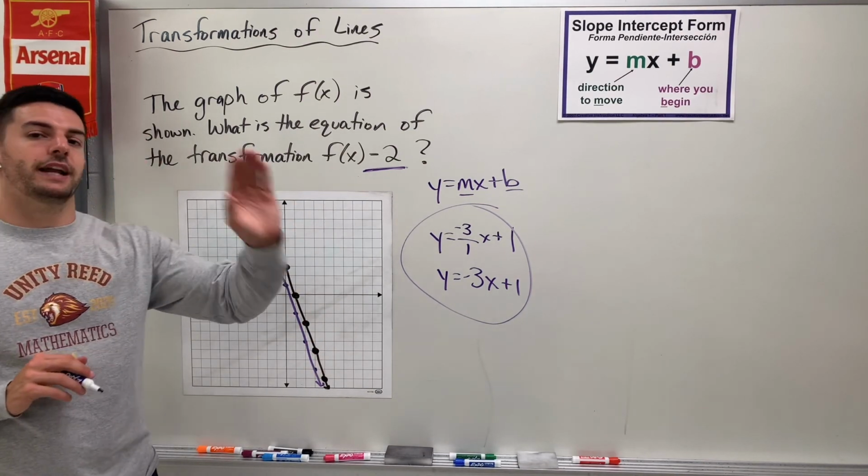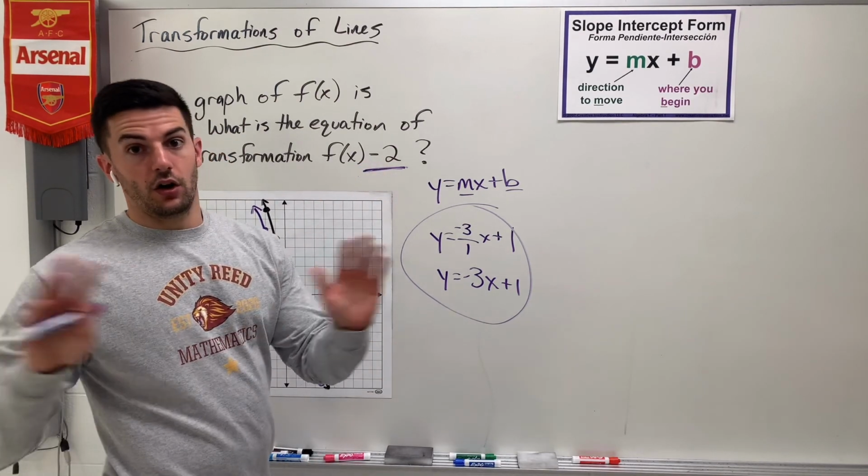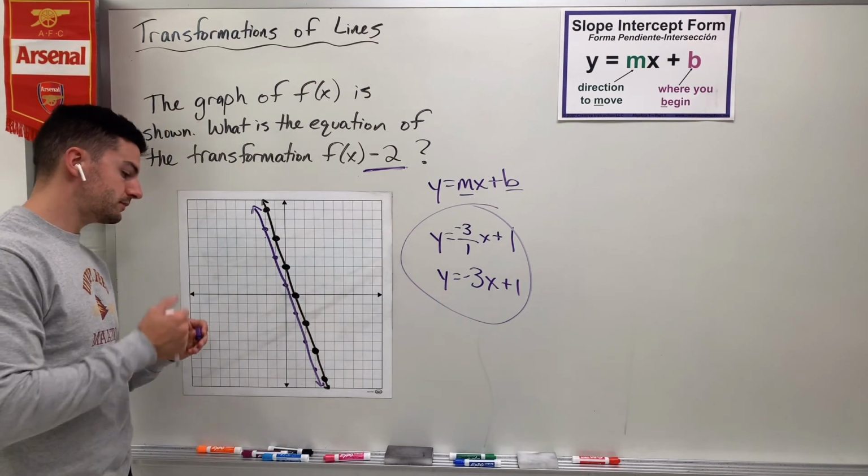Again, same thing, but I just wanted to cover it because it's a common mistake. That -2 is not included at all in the equation. That's just telling you how many spots to shift.